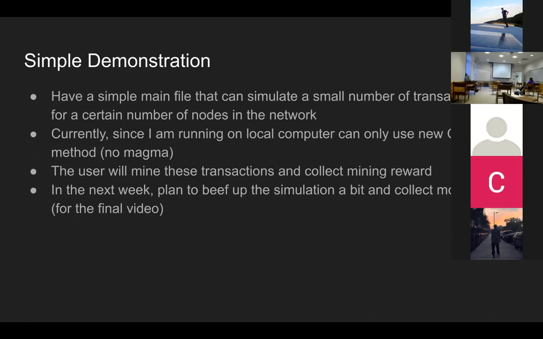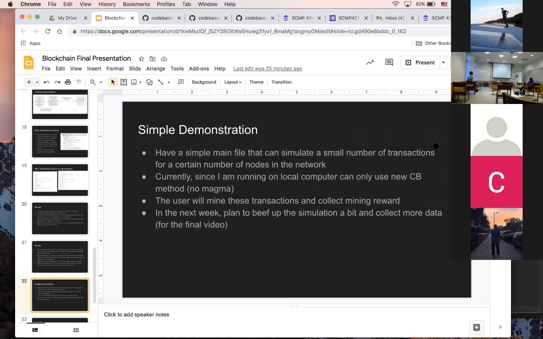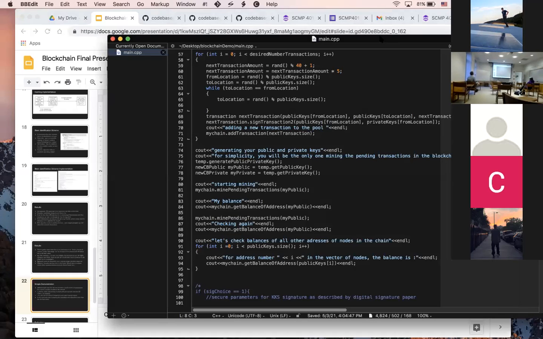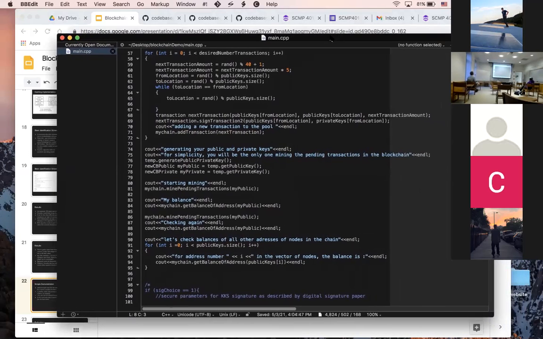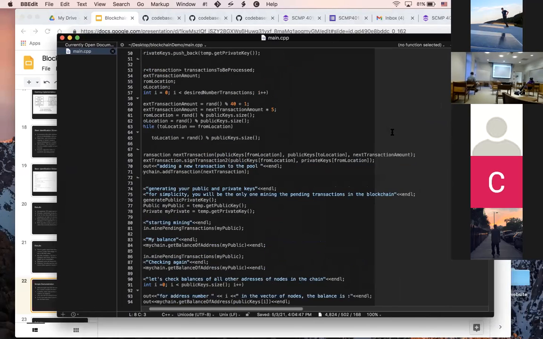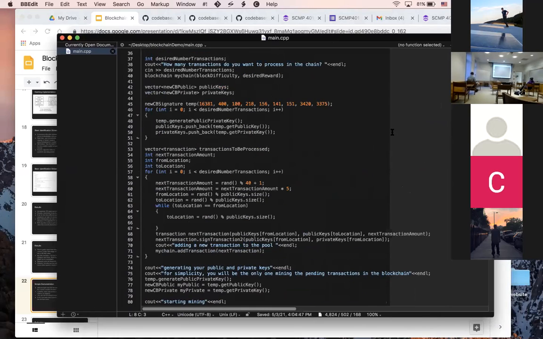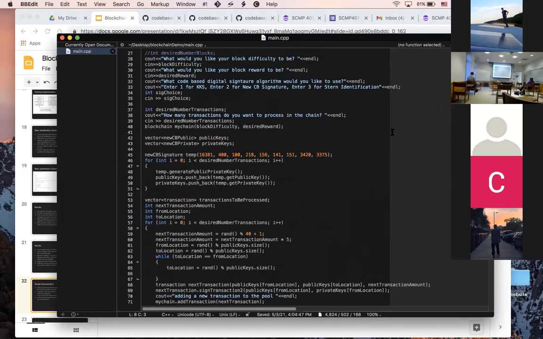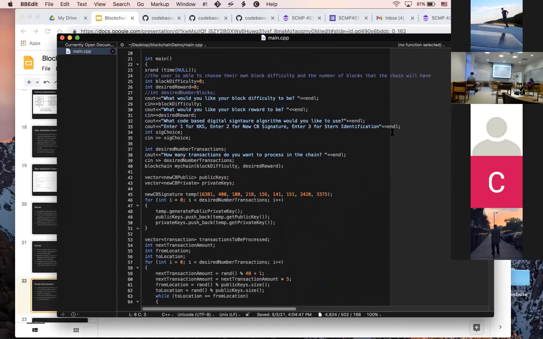So I'm going to show a little simple demonstration. I'm running it locally on my computer, so I can't actually do the Cern and the KKS algorithms because I don't have Magma here. So I'll just talk about the other one. This is just a simple test program. There's not really much going on here.